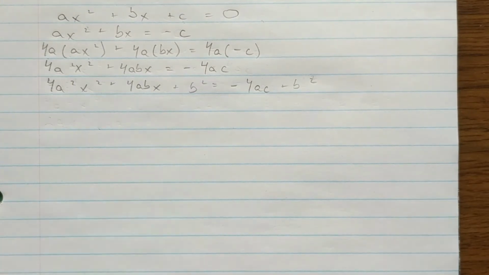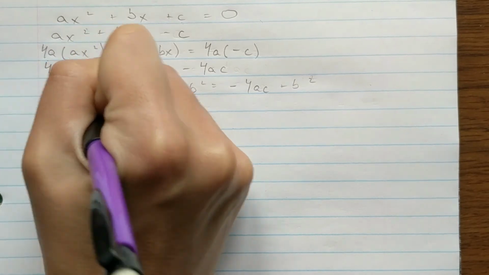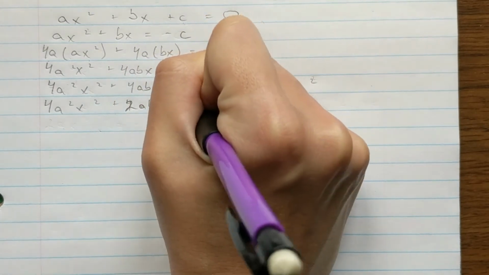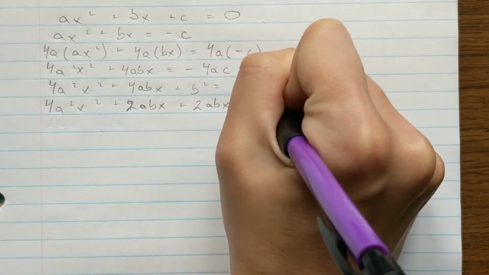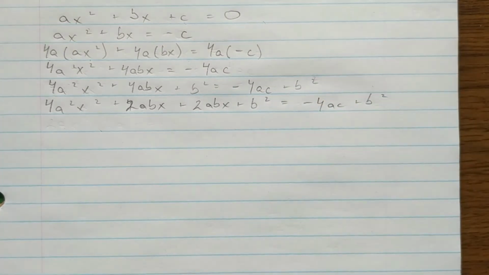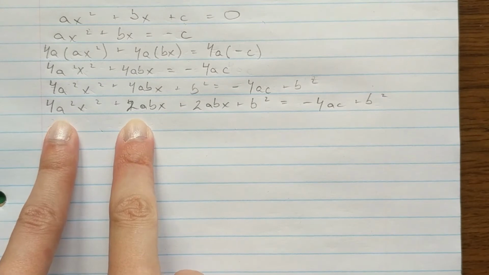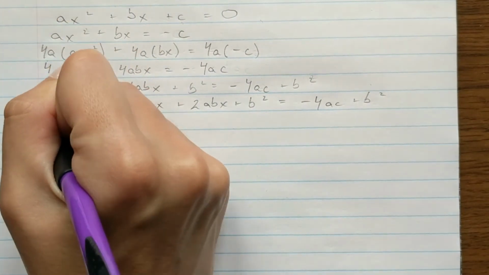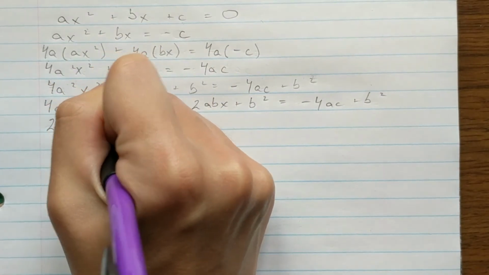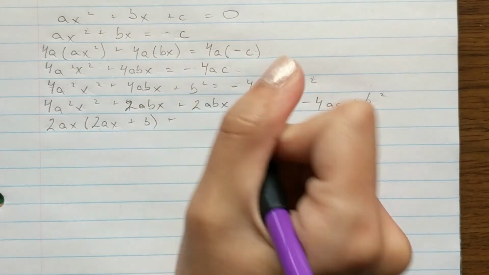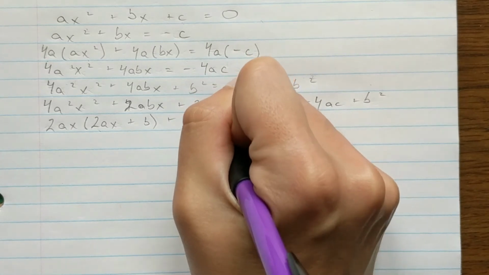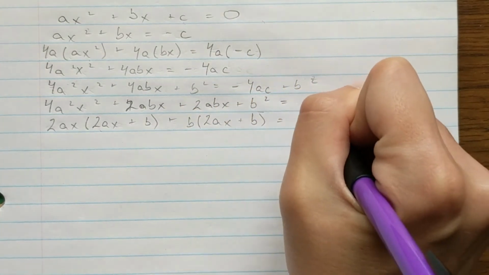I'm going to split this up. It's going to be 4a squared x squared plus 2abx plus 2abx plus b squared is negative 4ac plus b squared. I'm going to common factor my first two terms. I can pull out a 2ax, leaving me with 2ax and a b. In my second two terms, all I can pull out is a b, leaving me with 2ax plus b.